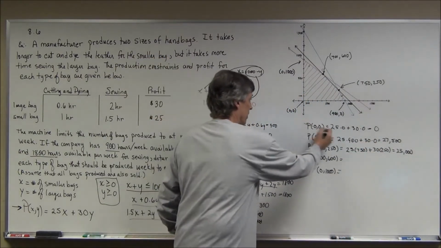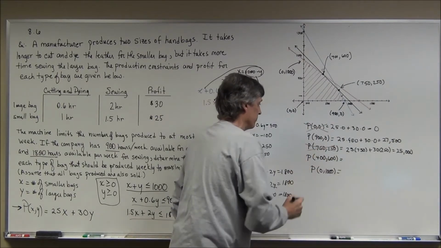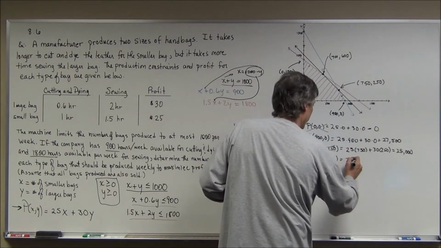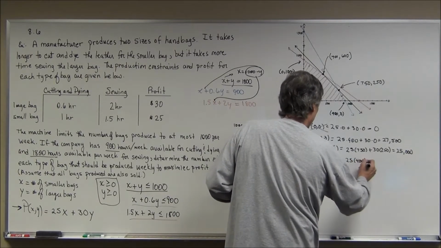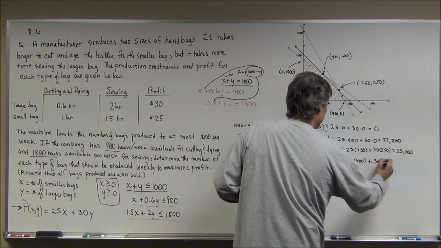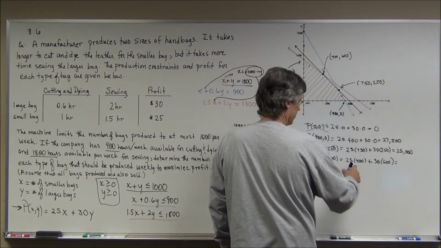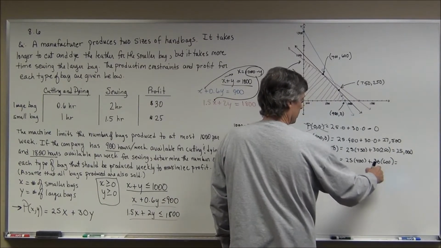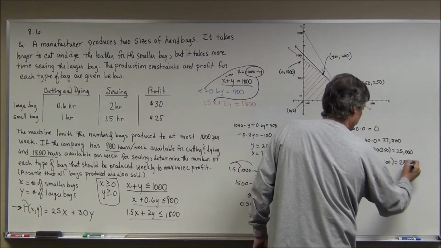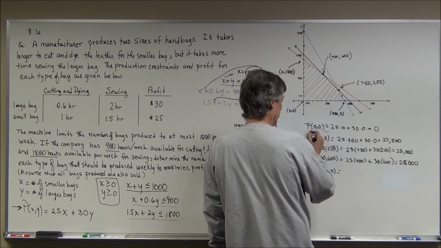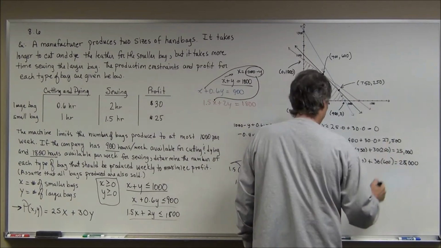I can knock this one out. I'll plug in 400, 600. This would be 25 times 400 plus 30 times 600. Let's see, that's 10,000, 18,000, that's 28,000. Well, we have a new leader. It's no longer 900 because that's a little bit more, $500 more.